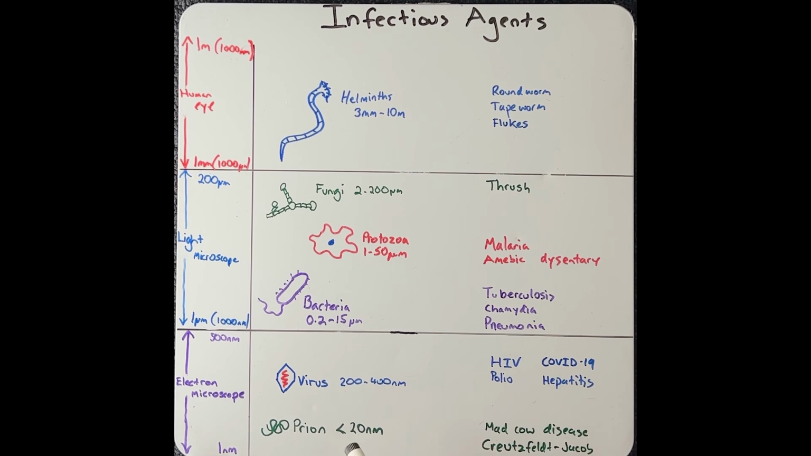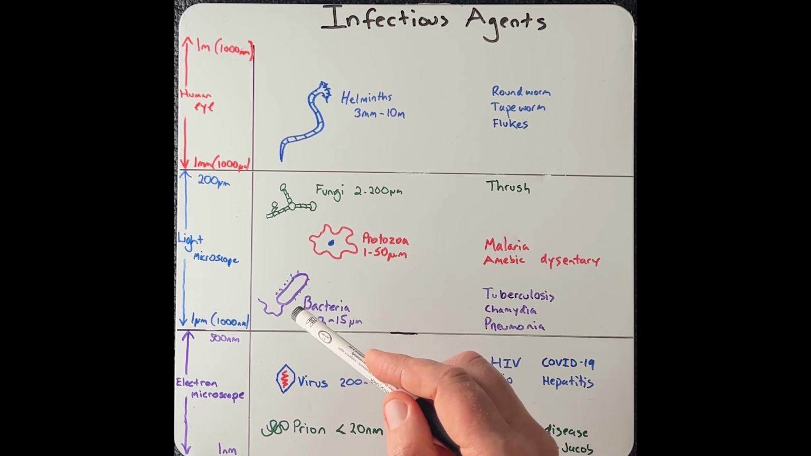So let's start off with prions. Prions are the smallest infectious agents. They're less than 20 nanometers in size, and they are essentially abnormally formed proteins, which can alter our own proteins and cause diseases such as mad cow disease or Creutzfeldt-Jakob's disease. Moving on to viruses. Viruses are intracellular parasites that are basically bundles of nucleic acid, which is DNA or RNA, that are wrapped up in a capsule. These can be 200 to 400 nanometers in size. Some common examples of diseases that they cause: HIV, polio, COVID-19, and hepatitis.